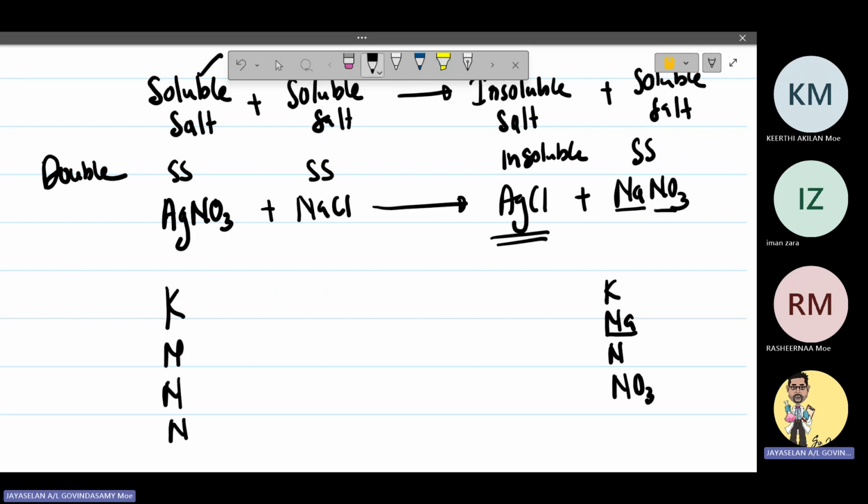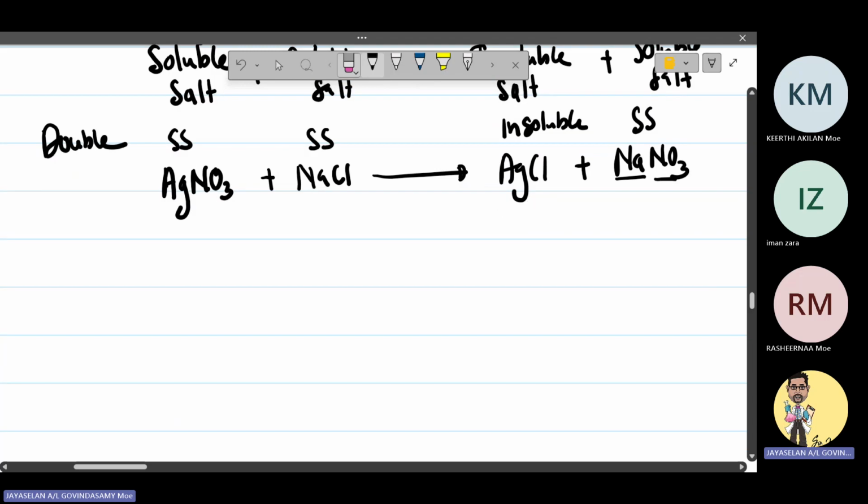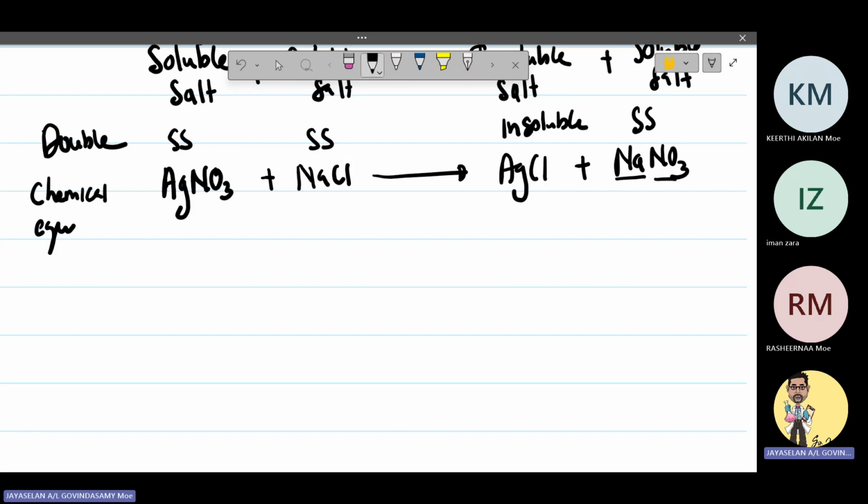Any question? So which of the following is an insoluble salt? I still don't understand, you are going very fast. Okay, look at what we have done. Later I will come back. This is the chemical equation. In the exam, they will ask you for one more, the ionic equation.